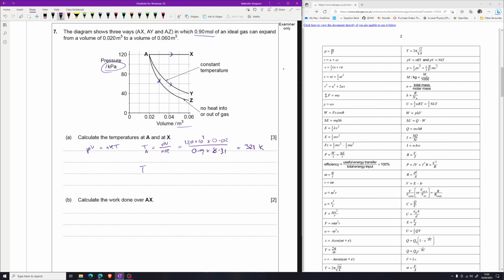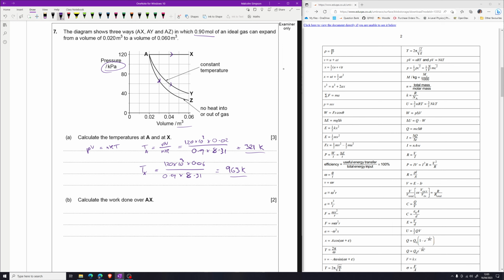So temperature at X then is equal to 120 times 10 to the 3 multiplied by 0.06 divided by 0.9 over 8 times 8.31, and that should just be 3 times more, so 963 Kelvin. No problems there. Calculating work done over AX.